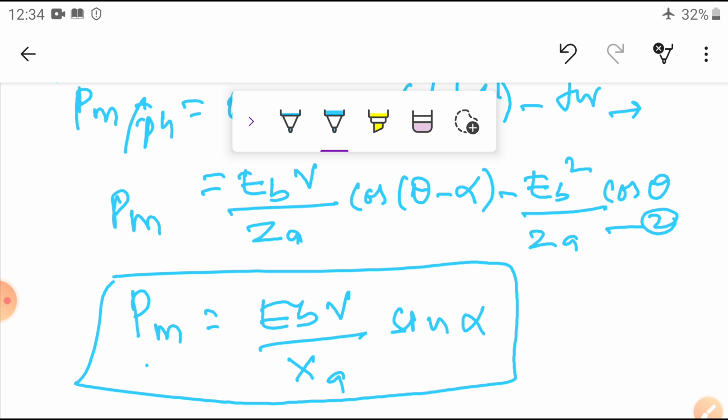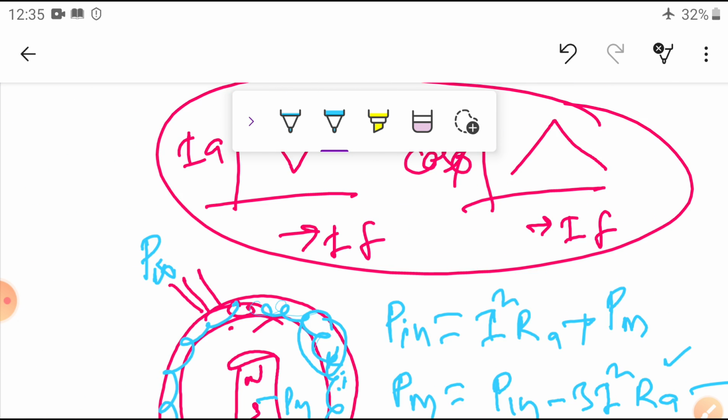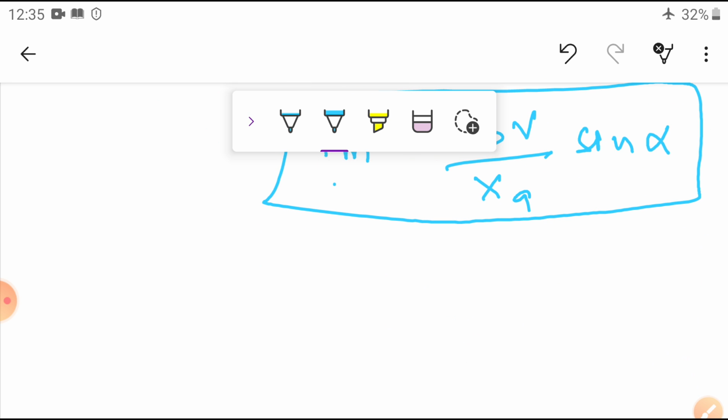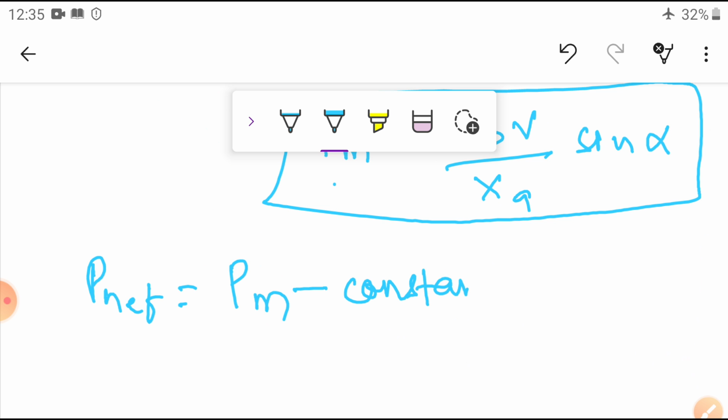So here PM is developed in the rotor. After PM, the mechanical power is developed, but some of the power is lost in friction and windage losses, and some is consumed by the iron losses, which are constant losses. Then what is the net output mechanical power? P net at the rotor is equal to the total mechanical power developed in the rotor minus the constant losses. What are the constant losses?